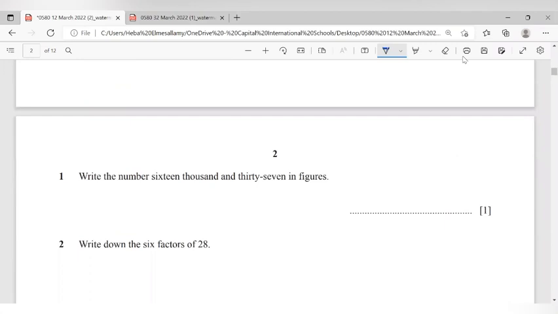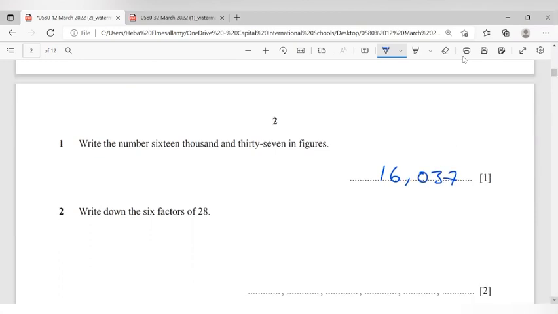Question 1. Write the number 16,037 in figures. So it's to be written this way.